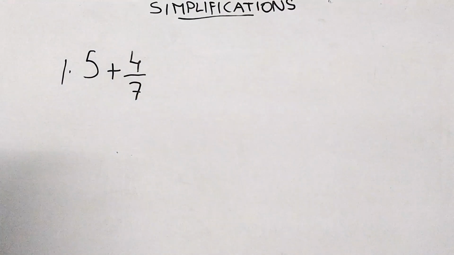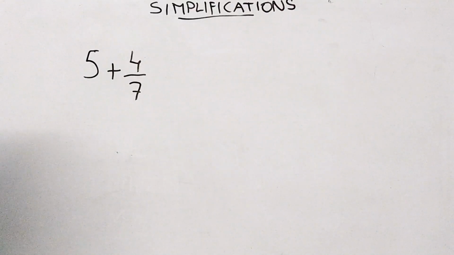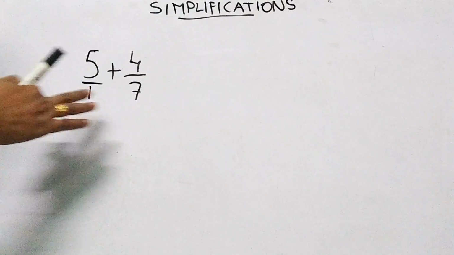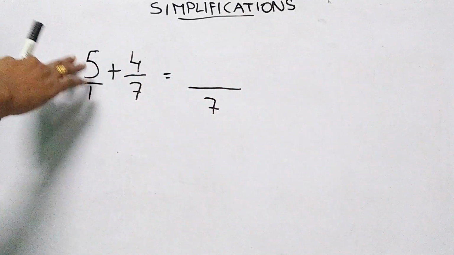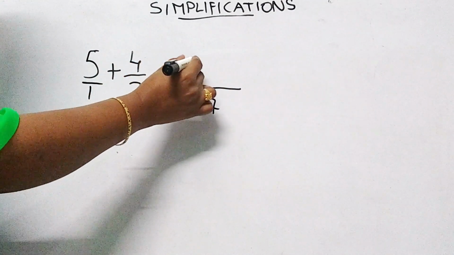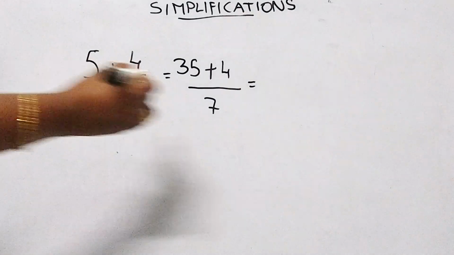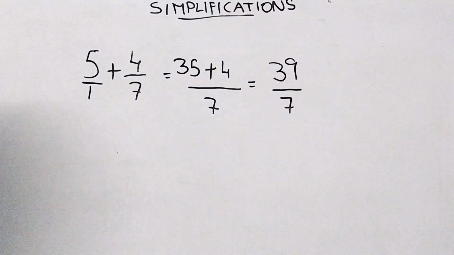Okay, the first question is 5 plus 4 by 7. So, first of all, how do I solve this kind of question? First we take the LCM of these two denominators, 1 and 7. 7 ones are 7. Then we cross multiply, 7 5s are 35 plus 1 4s are 4. 35 plus 4 is 39. 39 by 7 is the answer.